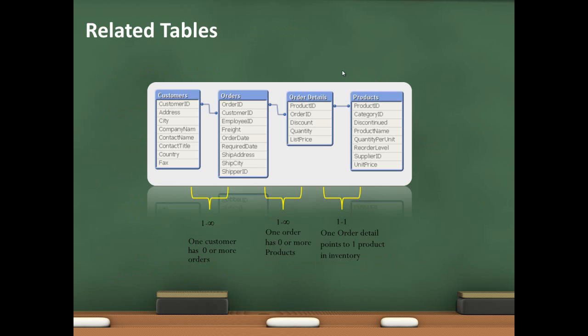So let's talk about these relationships together. What I've got is a little bit more complex join here. In this class, we're typically going to just be joining two tables. But in this particular case, I'm joining four different tables together: customers, orders, order details, and products.